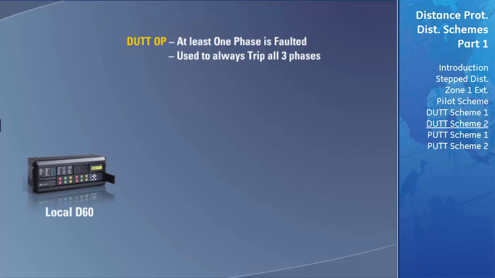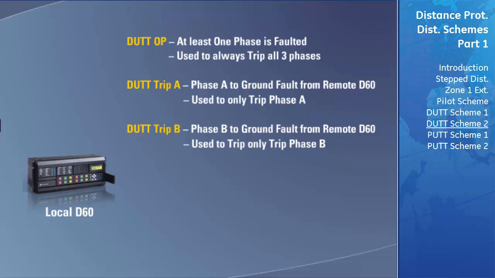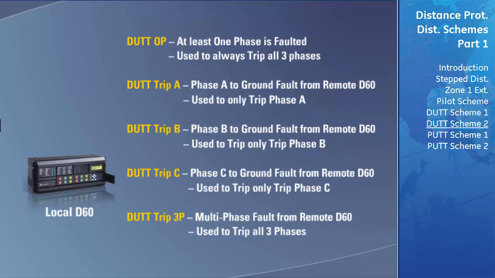The D60 has a DUTT trip flag for each of the three phases of the power system. For instance, the DUTT trip A flag will turn on when the local D60 receives a signal through the DUTT keys that only phase A is faulted. This output flag should be used to signal the breaker to trip only phase A if single-pole tripping is possible. The same is true for phase B and also for phase C. The DUTT trip 3P flag will turn on when the local D60 receives a signal through the DUTT keys that there is a multi-phase fault on the transmission line.